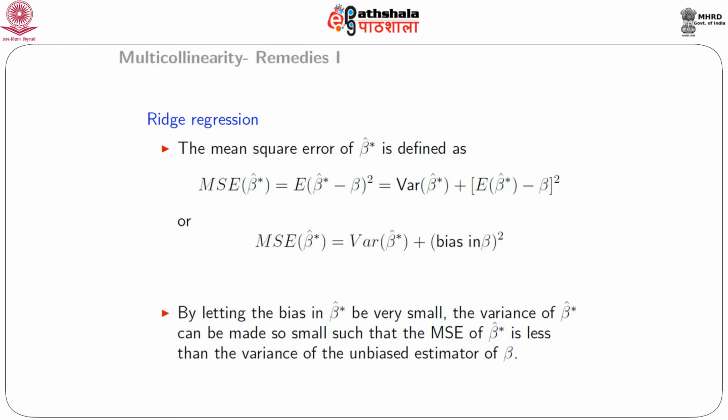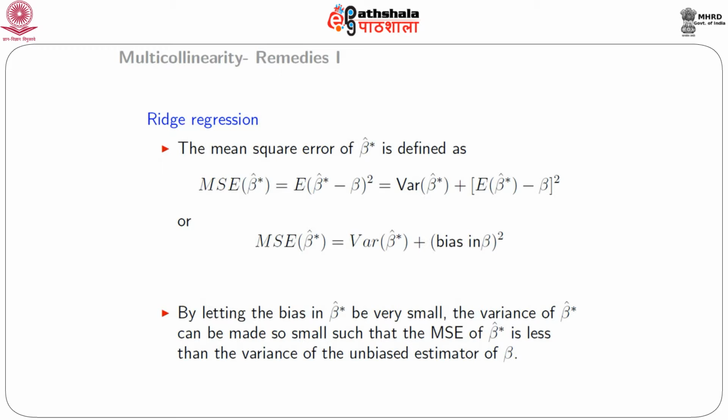So we can write MSE of beta hat star equals variance of beta hat star plus the bias in beta hat star, whole square. By letting the bias in beta hat star be very small, the variance of beta hat star can be made so small such that the MSE of beta hat star is less than the variance of the unbiased estimator of beta.